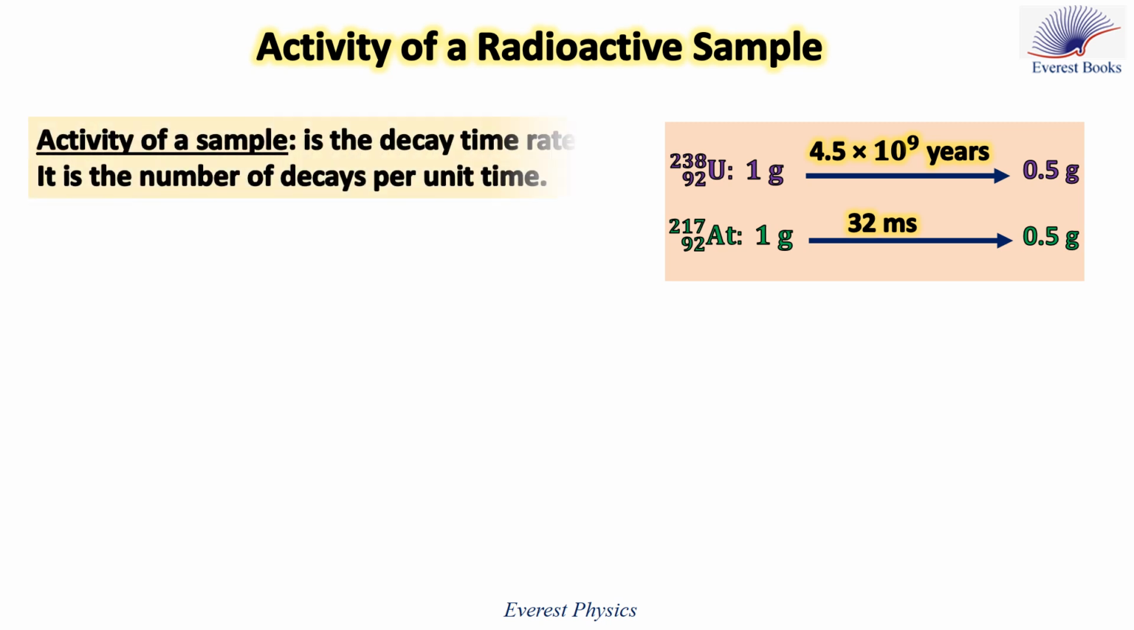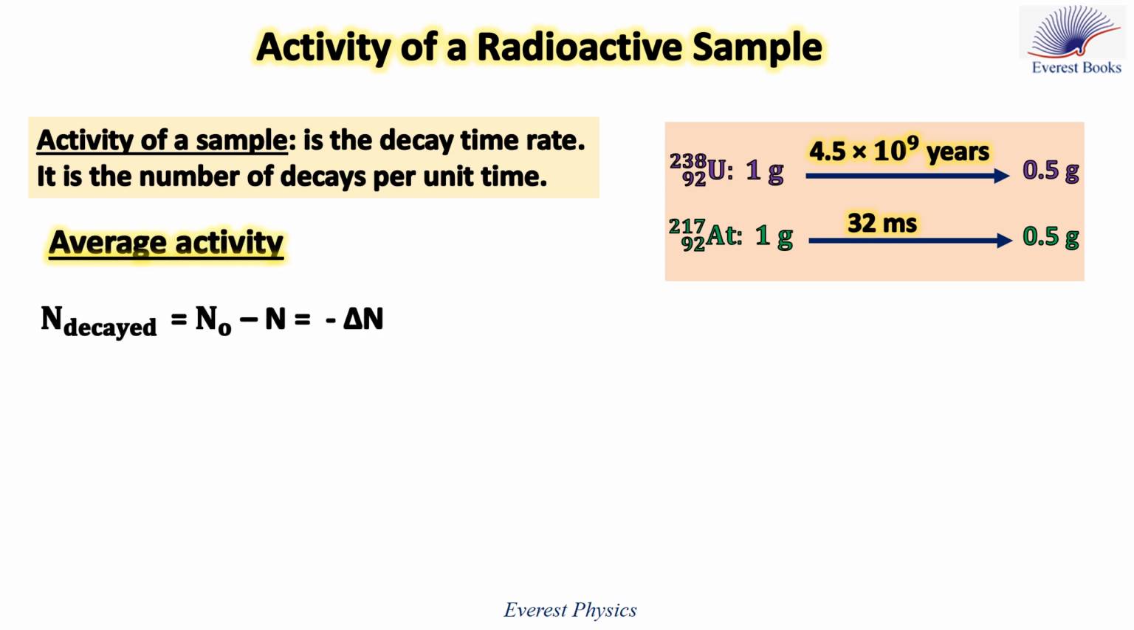By definition, the activity of a sample is the decay rate. It is the number of decays per unit time. Let's start with the average activity. We know that the number of decayed nuclei equals the initial number of nuclei minus the remaining number of nuclei, and can be represented by minus delta N, since delta N equals N minus N0.